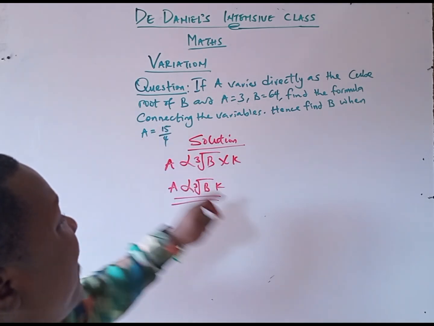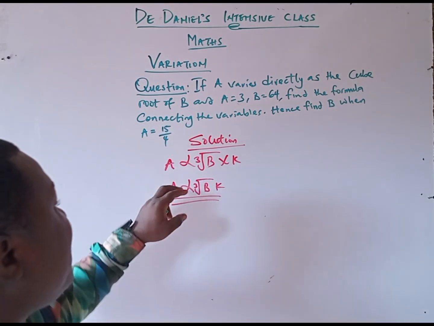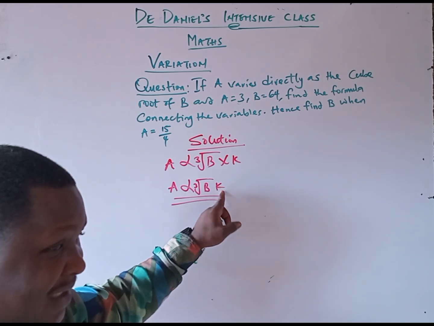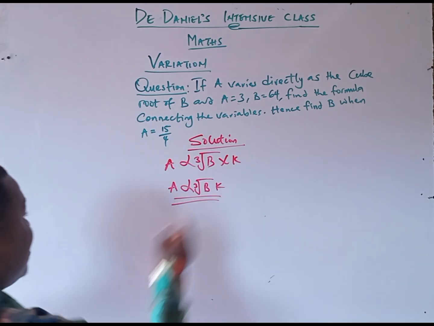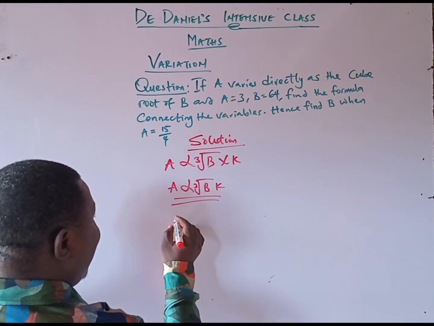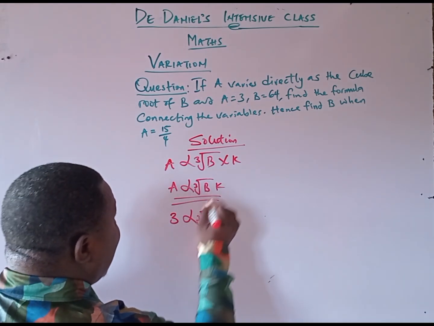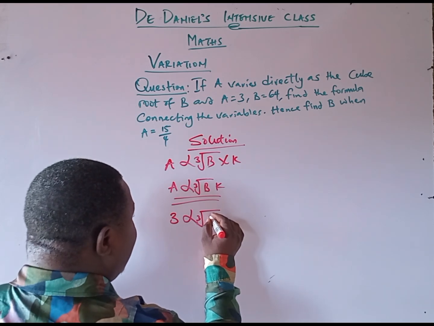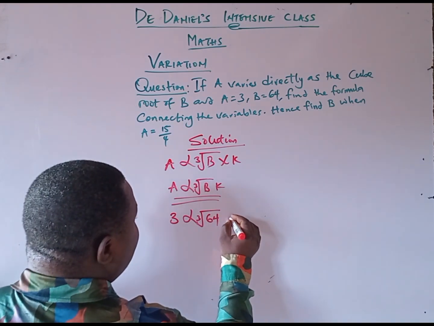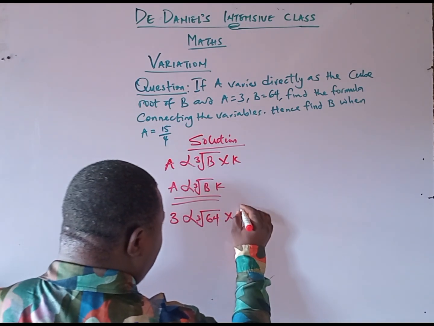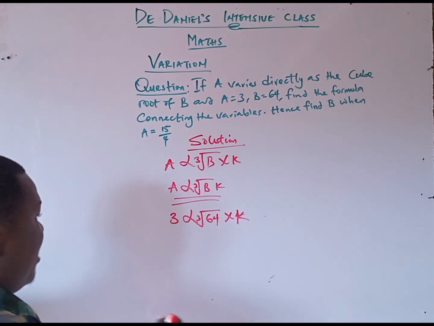Before you can find what your B is, you must first know what your constant is, which is our K. We have been told that A is 3, varies directly to the cube root of B, and our B is 64, then times K. You can put times K, you can just put K there. It's still the same thing.